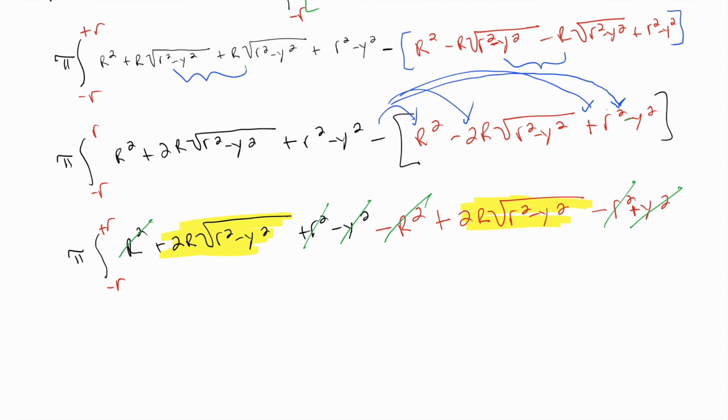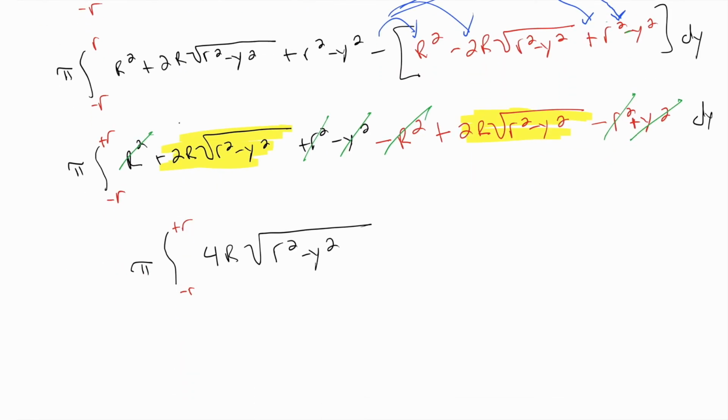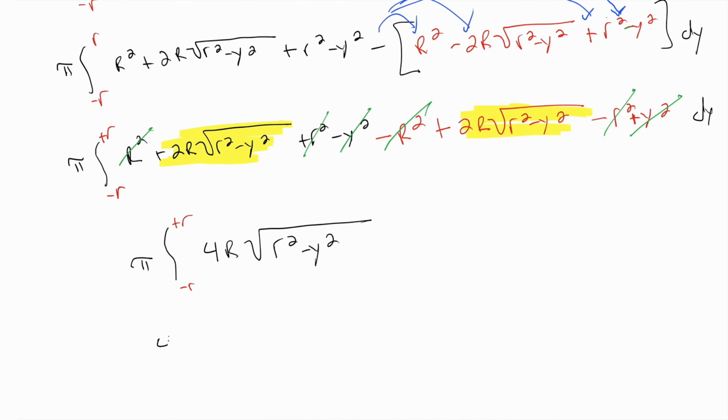So now you have the integral of negative r pi. Put those together, so you're going to get 4 big R root r squared minus y squared. And this whole time there should have been a dy. Now we're going to take the 4 right out. 4 comes right out: 4 pi integral from negative r to positive r, and right here r squared minus y squared. And don't forget there's dy's along the way.